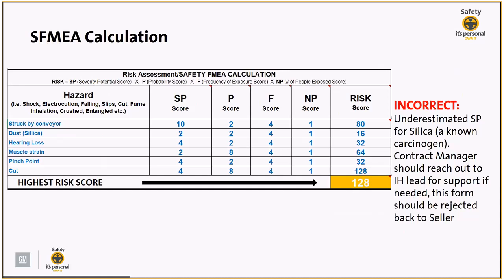So we understand, contract managers, you may need support from other contract managers on knowing if the contractor scored something correctly, right? So once again, reach out to your IH, your industrial hygiene specialist at your site, or your function, to better understand, hey, did the contractor or seller lowball this number or is it truly acceptable? I can tell you in this example, silica is not a 2.